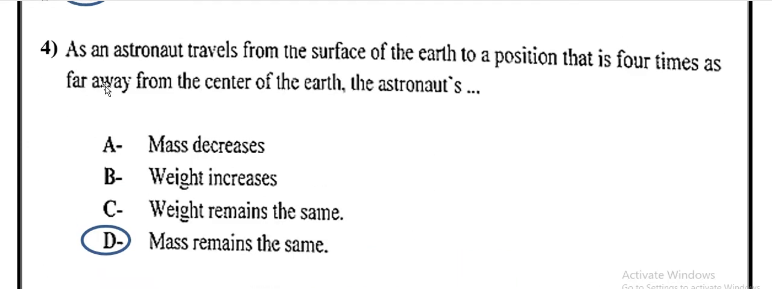Question number 4. As an astronaut travels from the surface of the Earth to a position 4 times farther from the center of the Earth, what happens to the astronaut's mass and weight? Mass will remain the same. The gravitational force will decrease as the distance increases. Distance increased by 4 times, so the gravitational field strength will decrease. Then the weight will decrease. This choice is suitable, the mass remains the same.